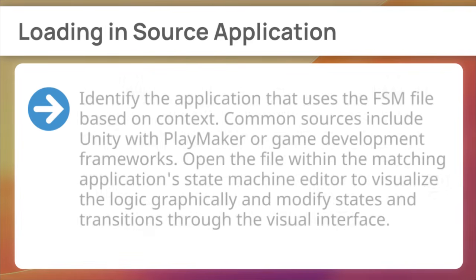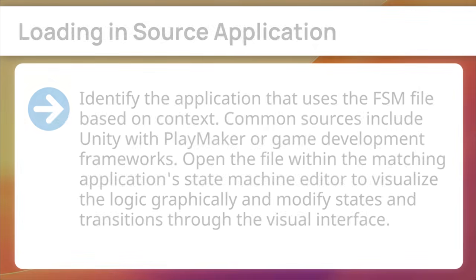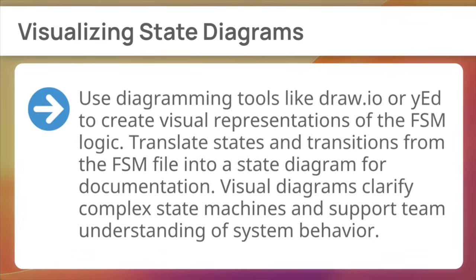Next, loading in source application. Identify the application that uses the FSM file based on context. Common sources include Unity with Playmaker or game development frameworks. Open the file within the matching application's state machine editor to visualize the logic graphically and modify states and transitions through the visual interface. Finally, visualizing state diagrams.